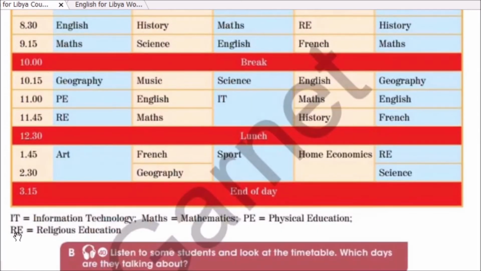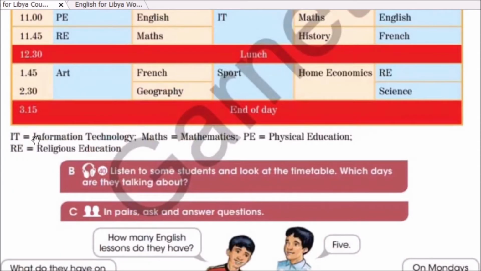As you can see here, these are very important. You have to understand that IT means information technology, which is called computer in some schools. Maths means mathematics. PE means physical education. RE means religious education. These abbreviations are very important. You have to understand them.